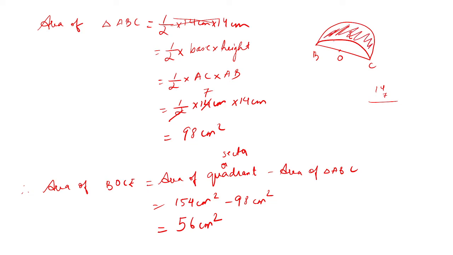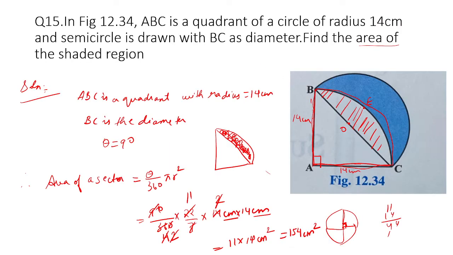In order to find this area, all we have to do is take the area of the semicircle and then subtract the area of BOEC. Take the area of a semicircle, subtract this area, and we'll be left with this remaining portion. Clear? And what do we know about BC?